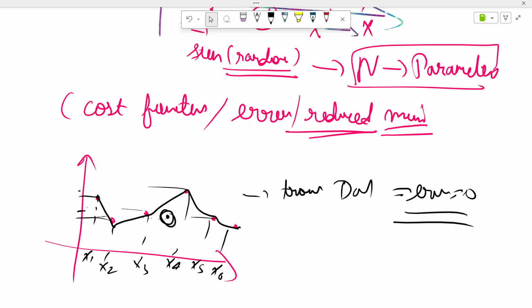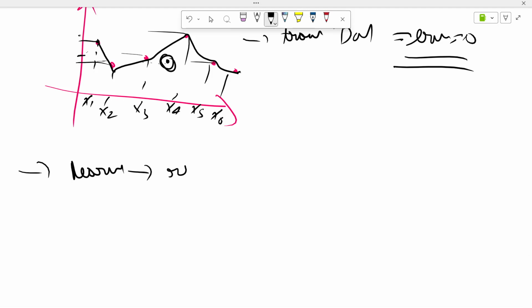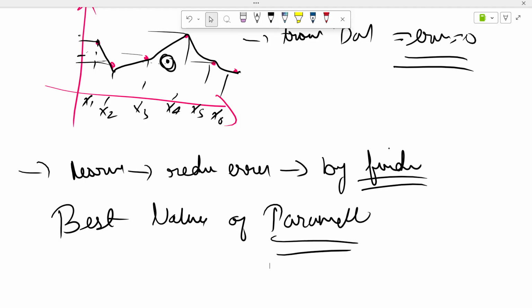But as of now, understand what machine learning is. Machine learning is all about reducing the error by finding the best values of parameters. This is what optimization is all about. Okay, thanks for listening. We'll meet in the next lecture.